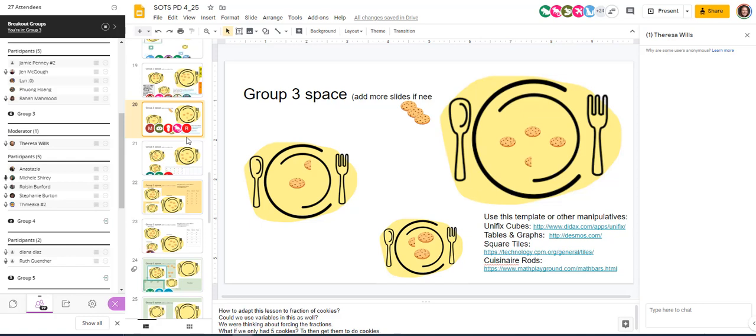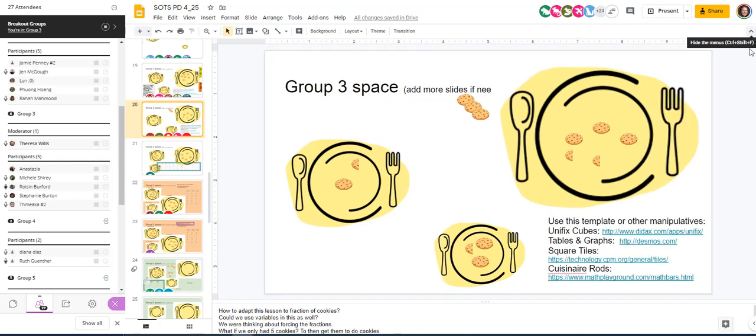We wrote some questions in the note section, like how can we adapt it, starting easy and then getting more difficult. And forcing the fraction where we only have 5 cookies, then they would have to make fractions. Maybe 2 cookies. But we all agreed that you need to start with whole numbers and then build to the fractions.